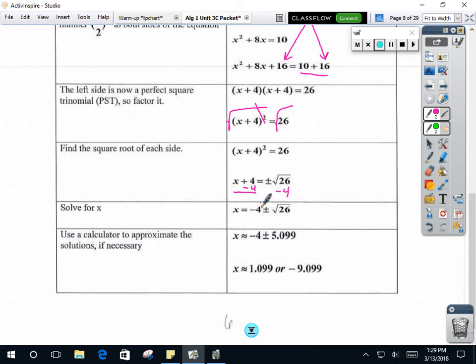And then you just type it in. Negative 4 plus the square root of 26 is this. Negative 4 minus the square root of 26 is this. So that example has been done for you. We're about to try an example on page 7 that has not been done for you. So now turn to page 7.